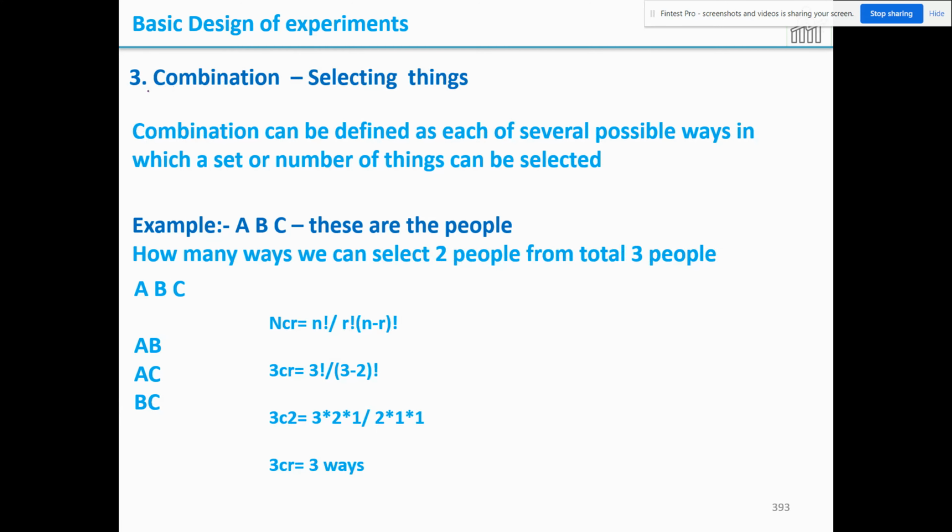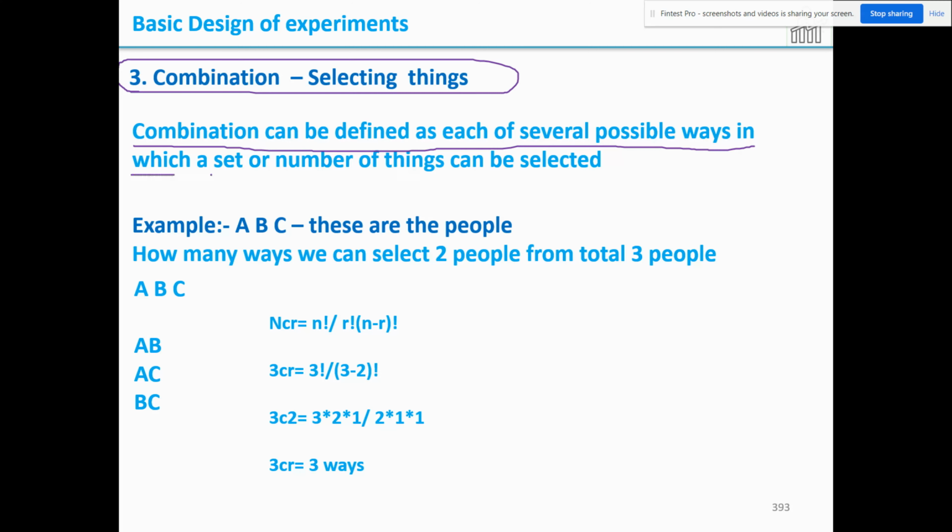So next is combination. Combination is nothing but selecting things. Permutation is arranging things; combination is selecting things. Combination can be defined as each of several possible ways in which a set or number of things can be selected. The word selected is very, very important. Here we don't arrange things, we select things.